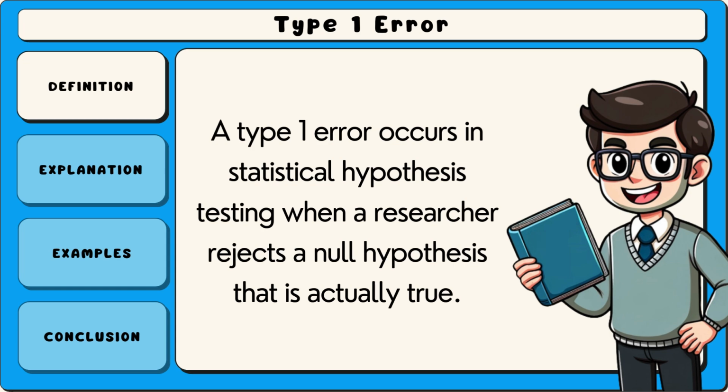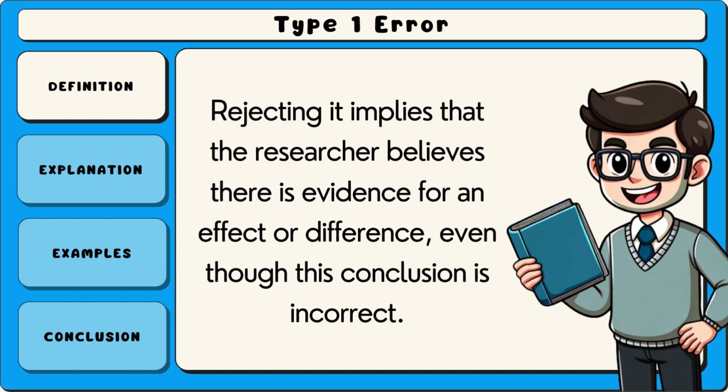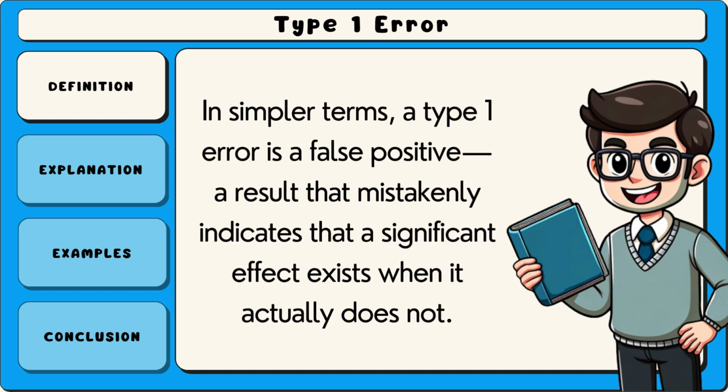A type 1 error occurs in statistical hypothesis testing when a researcher rejects a null hypothesis that is actually true. The null hypothesis is a statement that assumes there is no effect or no difference in the data being tested. Rejecting it implies that the researcher believes there is evidence for an effect or difference, even though this conclusion is incorrect. In simpler terms, a type 1 error is a false positive, a result that mistakenly indicates that a significant effect exists when it actually does not.